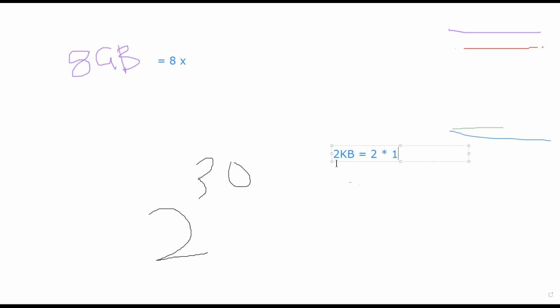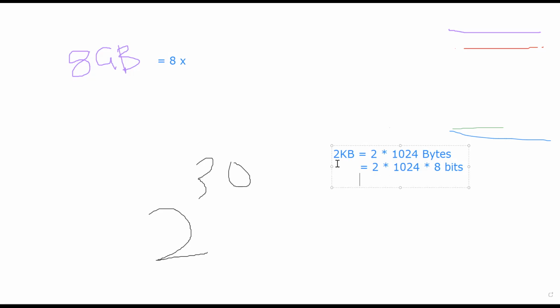How many bytes? 1024 bytes. What we need is bits, right? So which means 2 into 1024 into bytes into bits. That means we have to multiply by 8. So this is in bits.